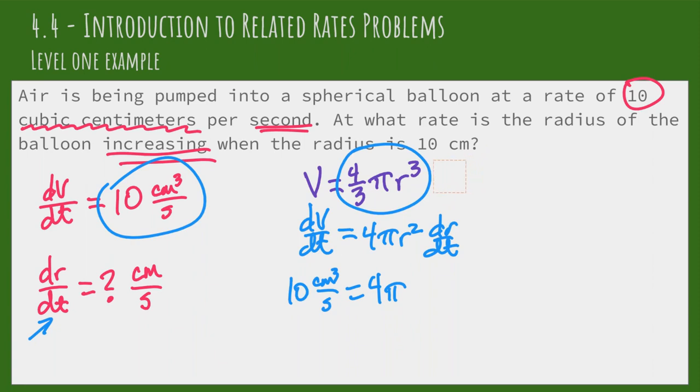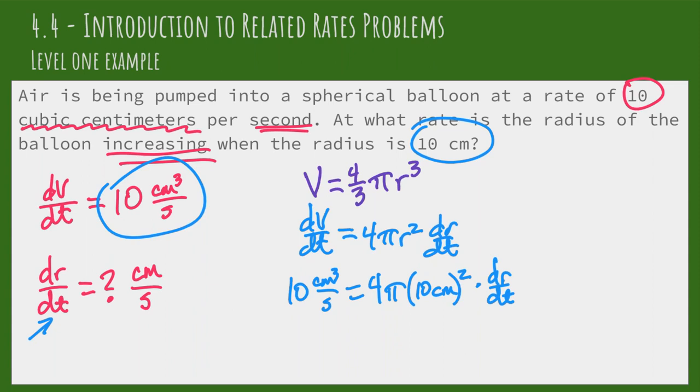Since the radius is changing, I don't want to plug in the value for the radius until after I've taken the derivative. So the 10 centimeters can go in where the r is, and that's squared, and then times dr dt, which is the value that we're trying to find. So just solving for dr dt, we're going to divide by the 4 pi times 100.